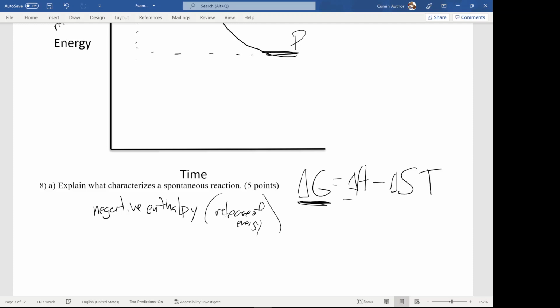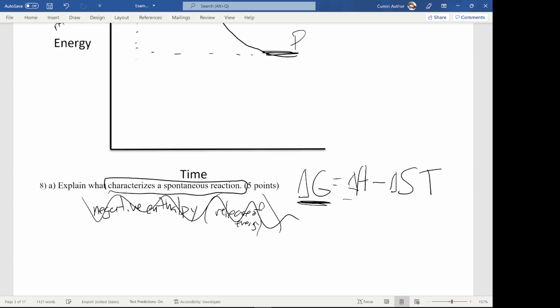Oh, I'm sorry, I'm getting way ahead of myself. That's not what this question is asking at all. I have in my rush misread the question. What characterizes a spontaneous reaction? So no, I was overthinking the question there for a second.